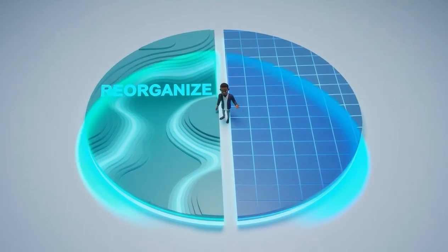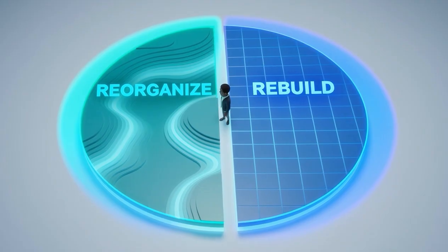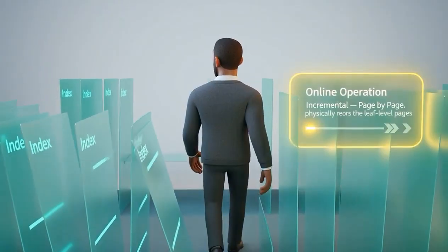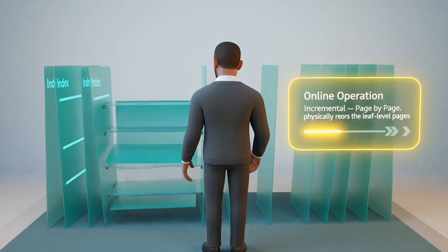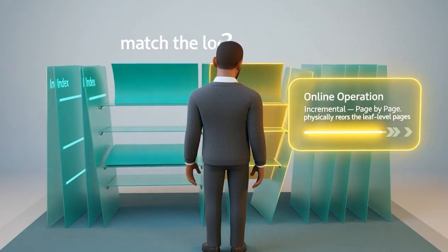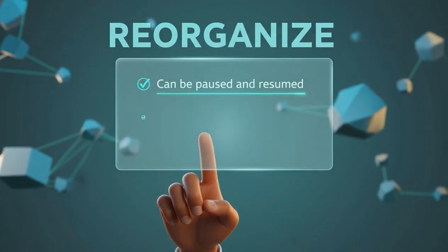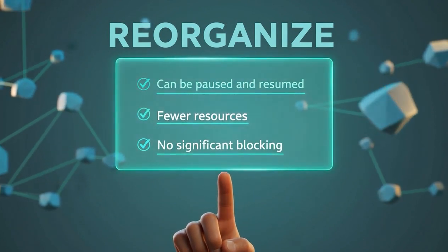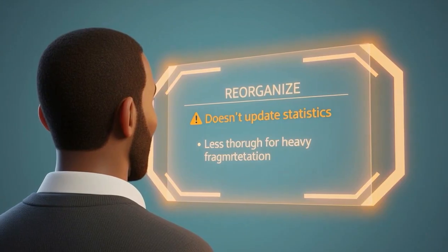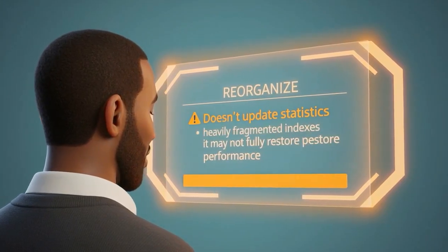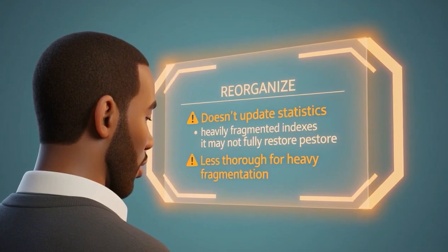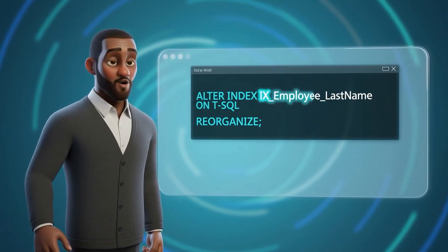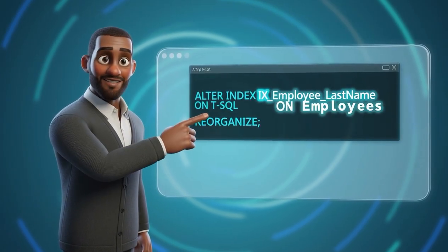SQL Server gives you two ways to fix index fragmentation: reorganize and rebuild. Index Reorganize is an online, incremental operation that physically reorders the leaf-level pages of an index to match the logical order. It works on the existing index structure page by page, which means it can be paused and resumed, uses fewer resources, and doesn't cause significant blocking. However, it's not as thorough as a rebuild. It doesn't update statistics, and for heavily fragmented indexes, it may not fully restore performance. The T-SQL command is ALTER INDEX IX_employee_last_name ON employees REORGANIZE.